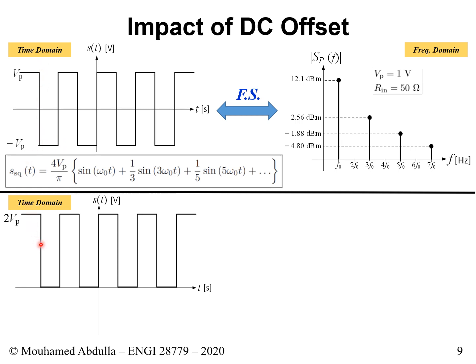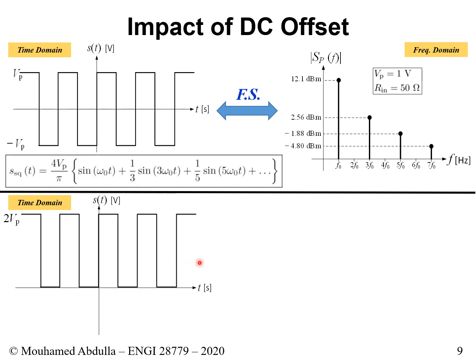We added basically a DC component of VP. It doesn't have to be VP. It could be any voltage that we want. But in this case, we did VP. And now what it means is that this level here will be 0 volts, and this level here will become 2 VP. And we want to know what is the impact that we will have on the signal in this case.